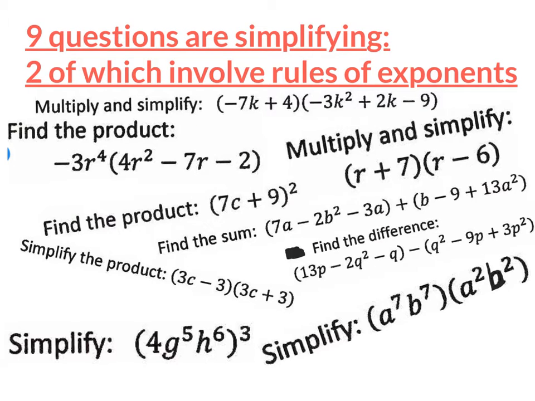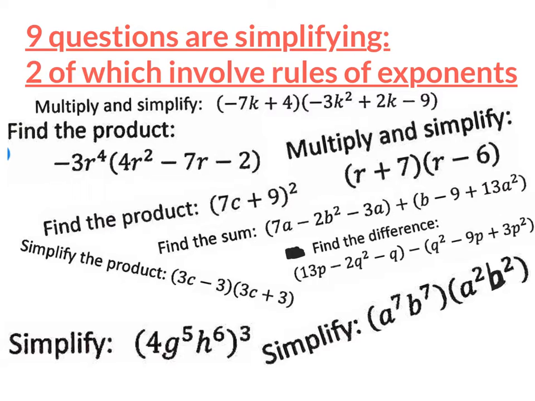So, like we have this one up here. It says multiply and simplify. It's a binomial times a trinomial. Now that involves distributive property and combining like terms. There's this one right here, find the product. This is just distributing, right? Distributing this monomial into each and every term, and there is no more combining like terms, it's just distributing.